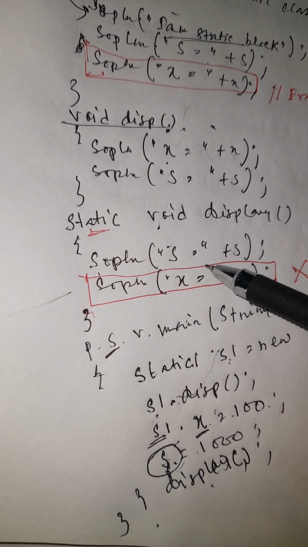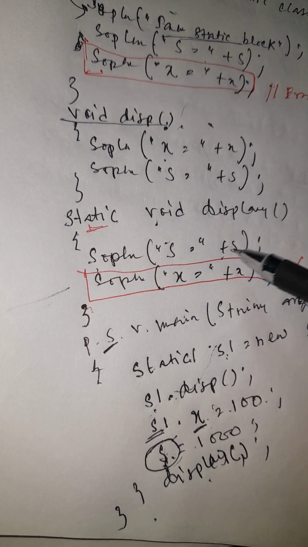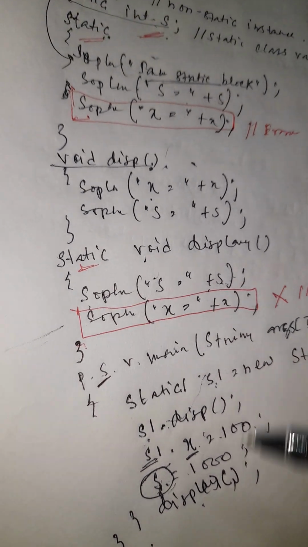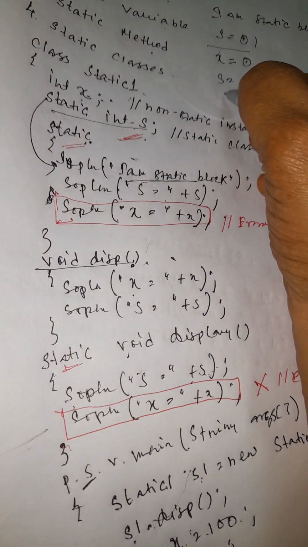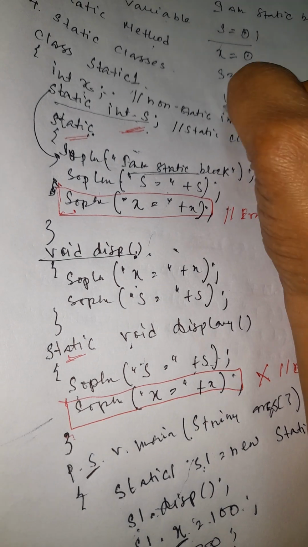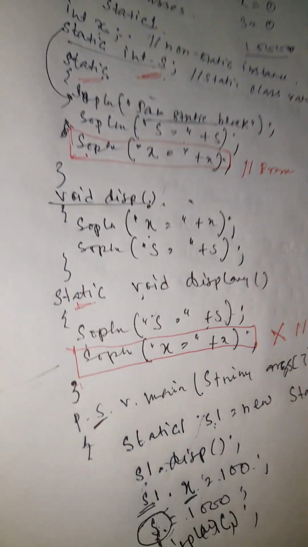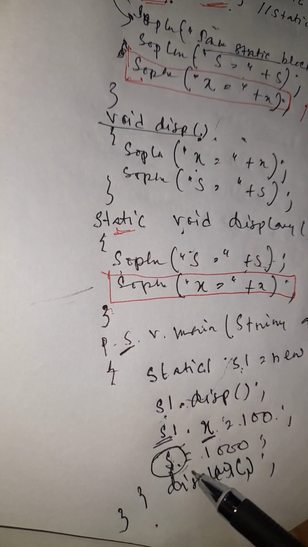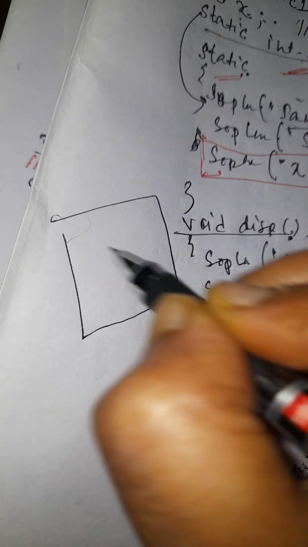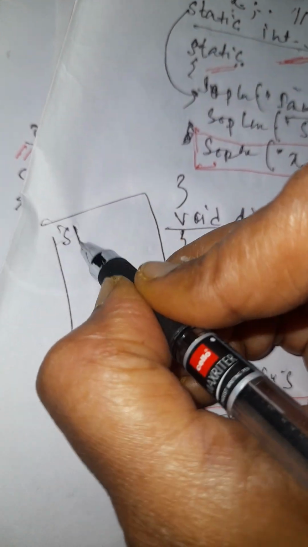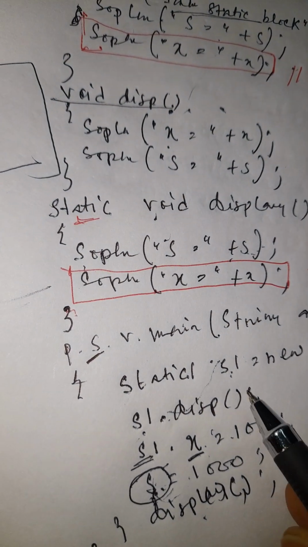Now you see display is also a static method, so you can call it directly. Now sopln s equal to s. So what will be the value of s? s will be 1000. Why 1000? Because I already assigned the value to s. So maybe this is the memory location. s1 is the object. Here you see s1 is the object.